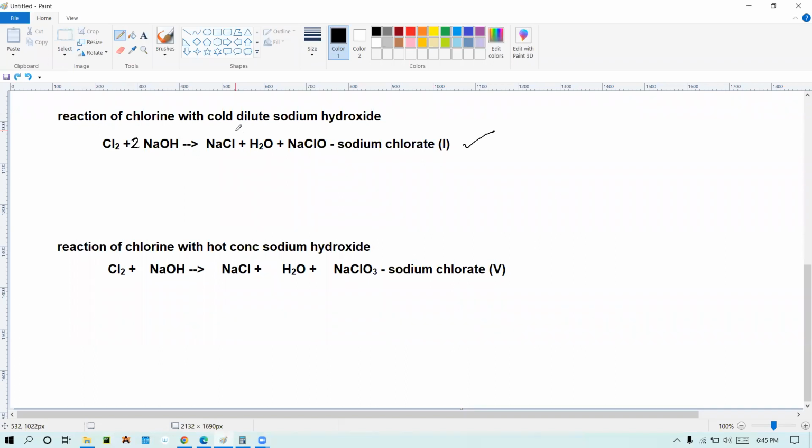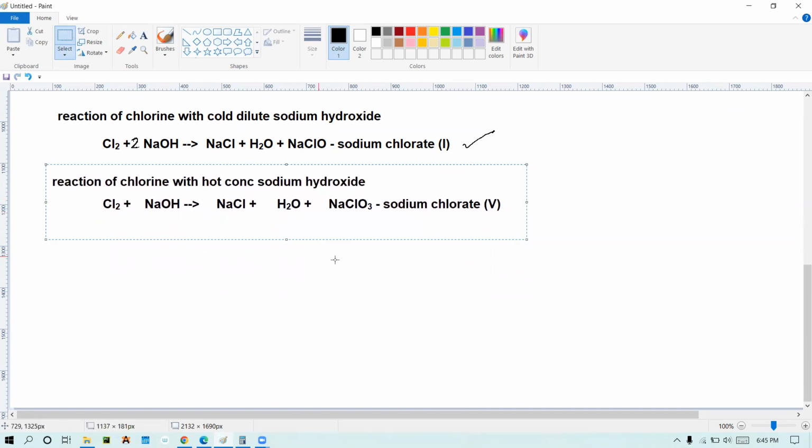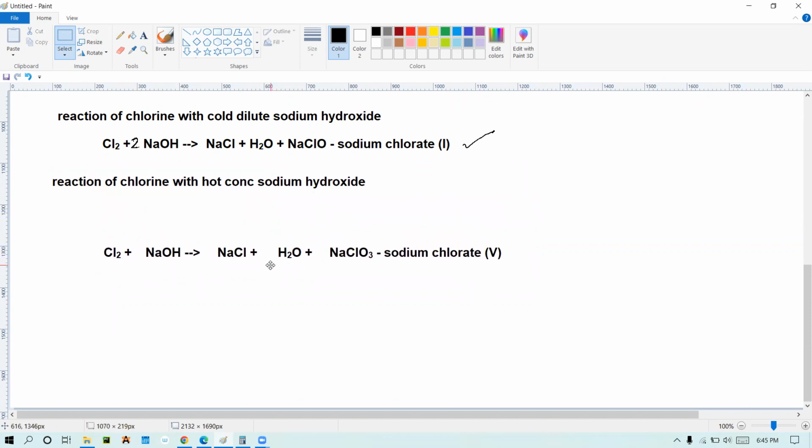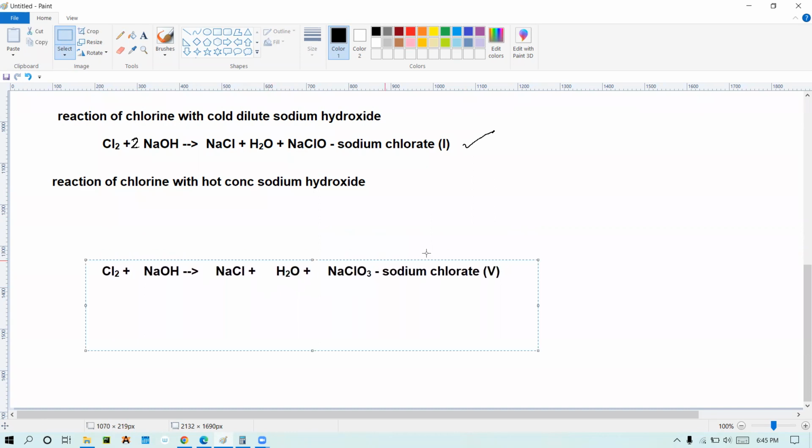But when you go to the second one, with hot concentrated sodium hydroxide, balancing is a little bit different. To balance this equation, we have to consider the oxidation number method. Oxidation number method. We'll see what happens. Here, the chlorine oxidation number is 0. In sodium chloride, the oxidation number of chlorine is -1. In sodium chlorate, the oxidation number of chlorine is +5.